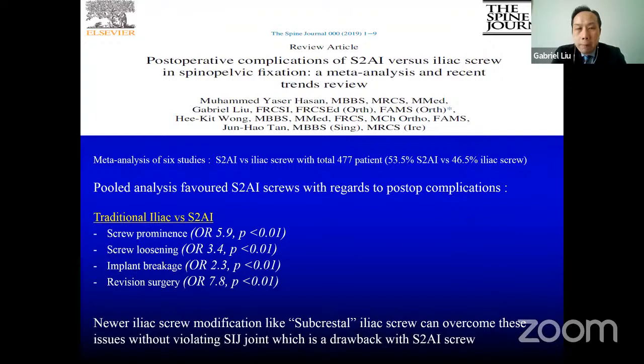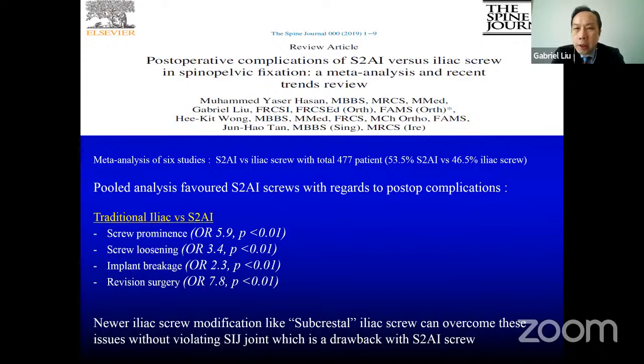When we compare the two screws in the literature, it has been demonstrated that the S2 ALA iliac screw has a higher complication rate in terms of removal, prominence and potential loosening. But to be fair to the traditional iliac screw, most of this comparison relates to the early studies of the traditional iliac screw.